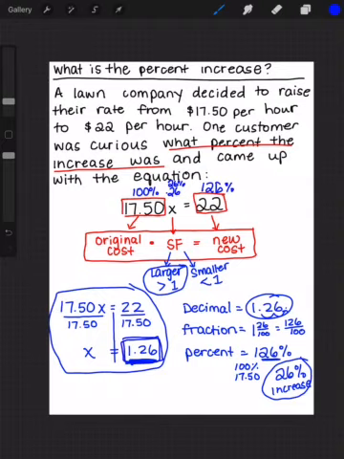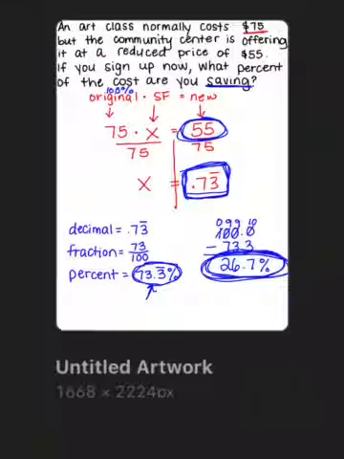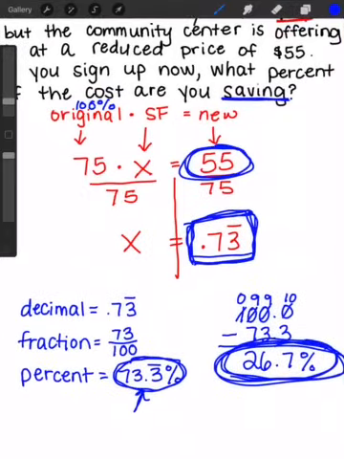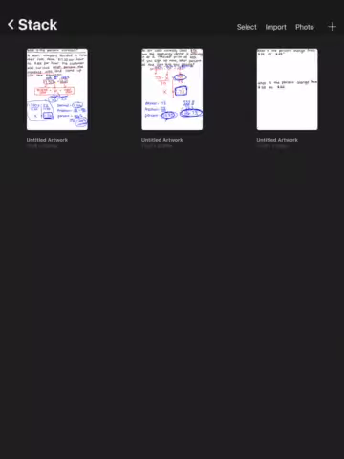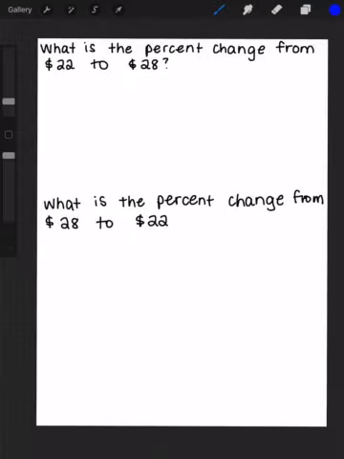Okay? In this one, we started with 100%. We are reducing it by 26.7%, which gives us our new percent of 73.3. I know it's a little bit confusing to think about it that way, but that's essentially what we're doing. All right, let's do one more.